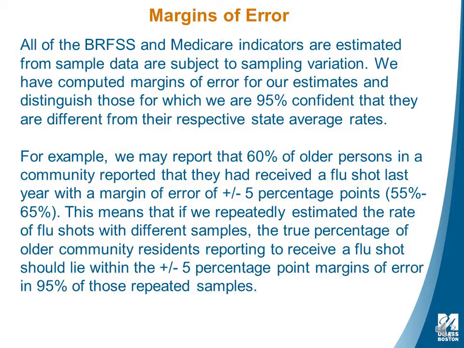For example, we may report that 60% of older persons in a community reported they received a flu shot last year, with a margin of error of plus or minus 5 percentage points, meaning the 95% confidence interval would range from 55% to 65%. What this actually means is if we repeatedly estimated the rate of flu shots with different samples, the true percentage of older community residents reporting a flu shot should lie within the plus or minus 5 percentage point margins of error in 95% of those repeated samples.